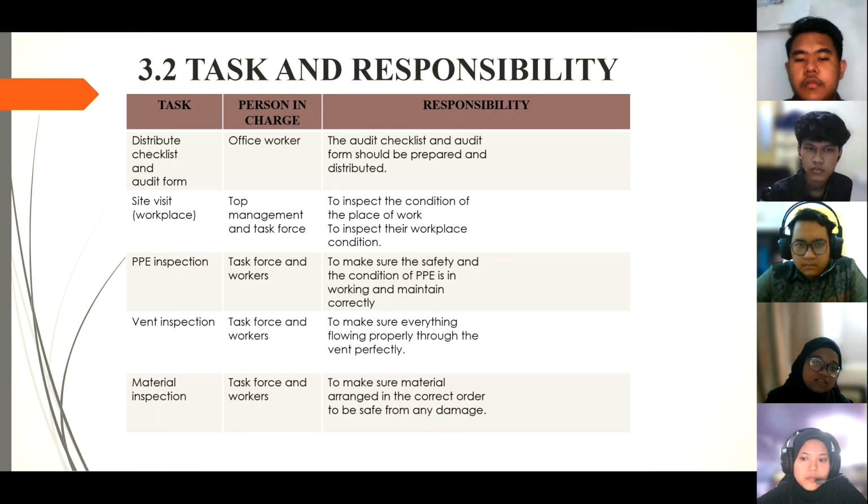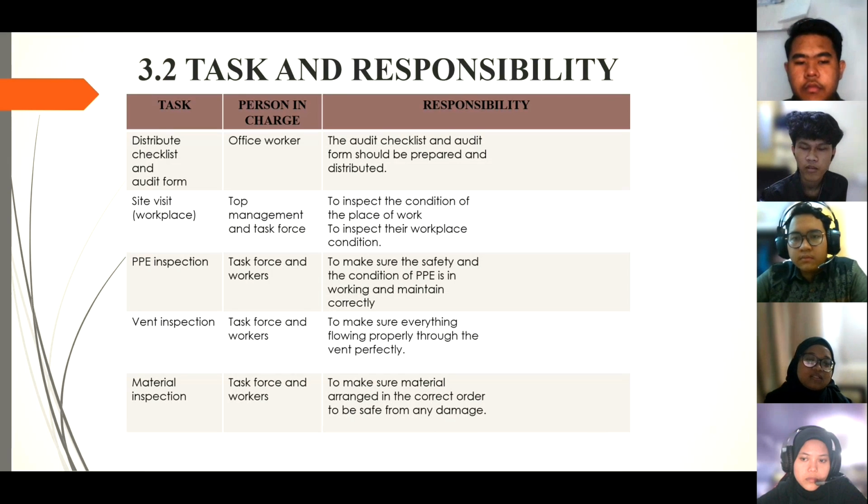PPE inspection: task force and workers make sure the PPE is in good condition and maintained correctly. Vent inspection: task force and workers make sure everything is flowing properly through the vent perfectly. Last but not least, material inspection: person in charge, task force and workers make sure materials are arranged in the correct order to be safe from any damage.